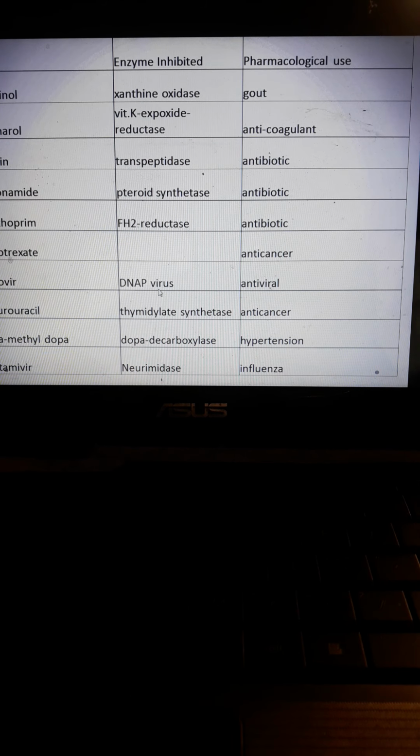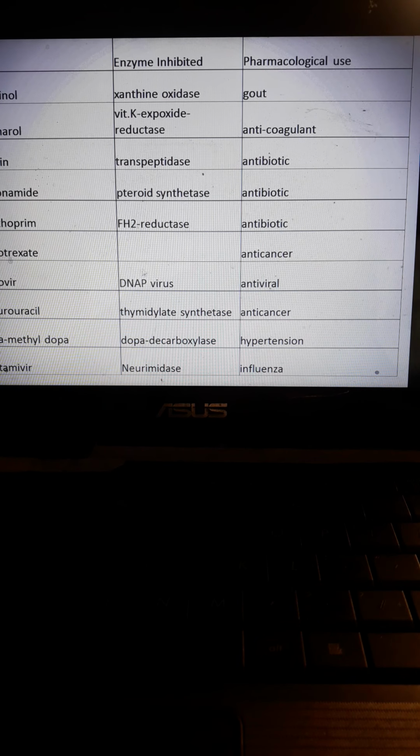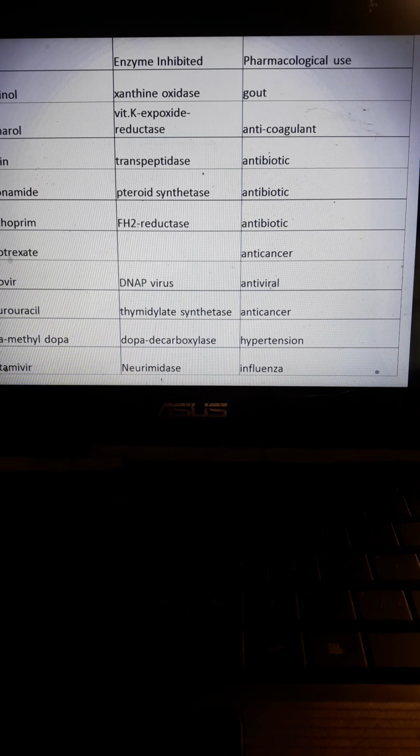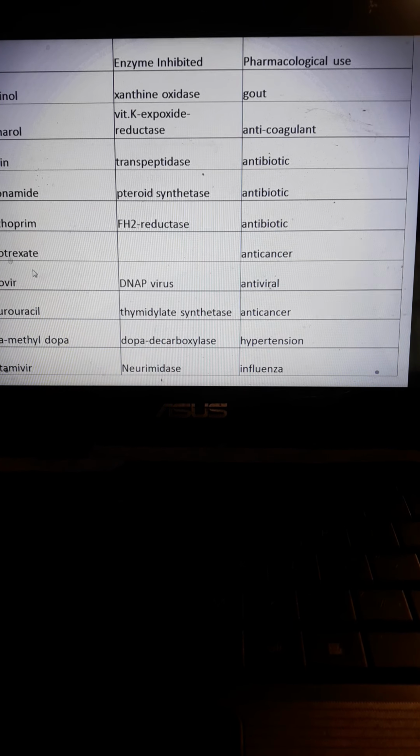We have the viral DNA polymerase enzyme, which is the target of antivirals. Acyclovir inhibits the viral DNA polymerase enzyme, because this enzyme is involved in polymerization, or copying, of the virus. The virus copies the DNA of the host cells, so it needs a polymerase enzyme, and acyclovir inhibits it.